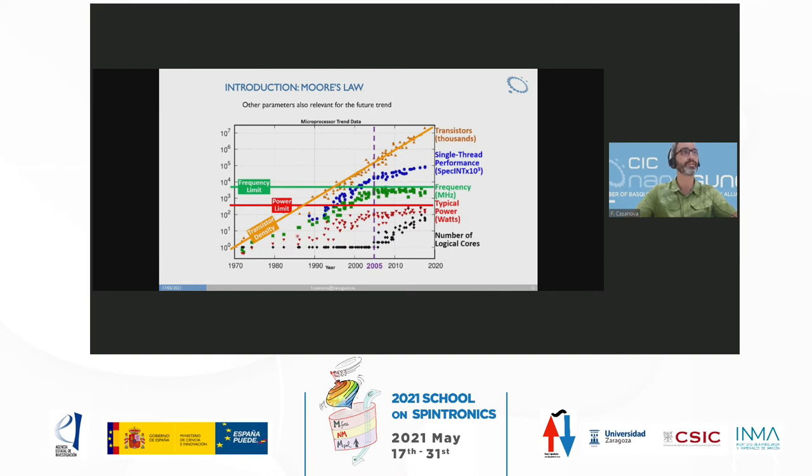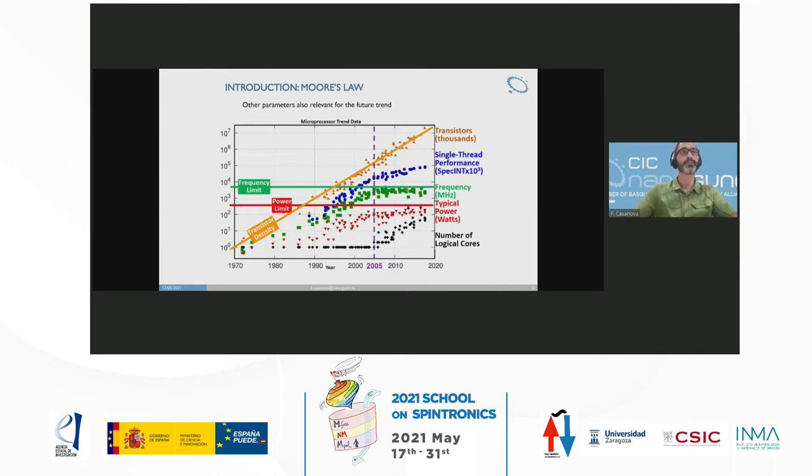Before, it could be increased, because by decreasing the size of the transistor, the energy consumption was lower, and this was compensated by increasing the frequency. But at some point, the problem of heat dissipation was so much it could not be bearable. And in the last 15 years, the frequency has stopped at around five gigahertz.